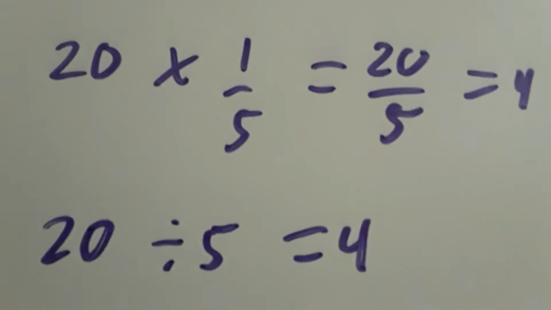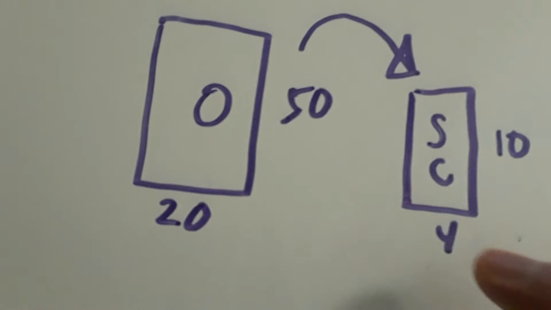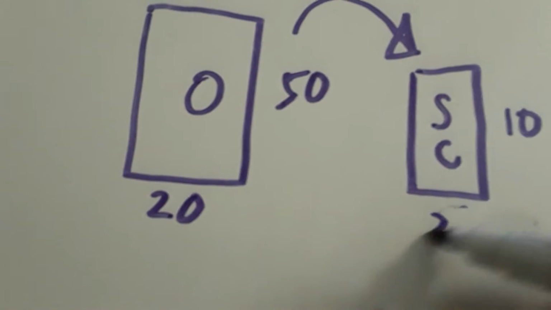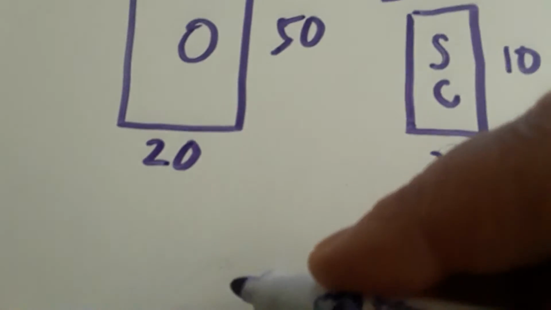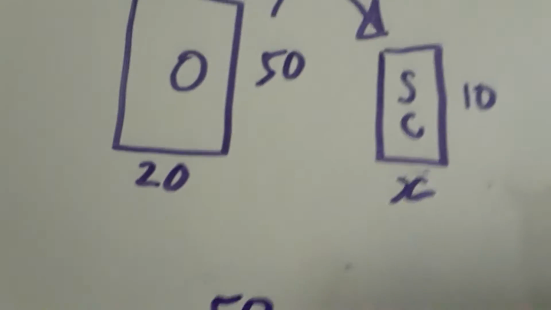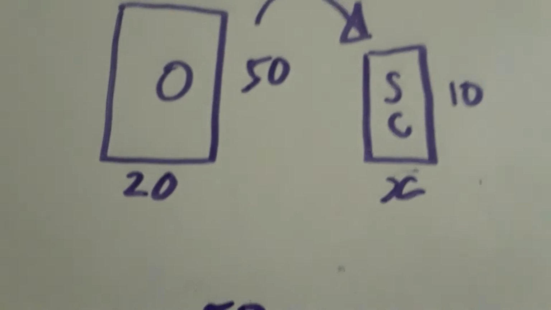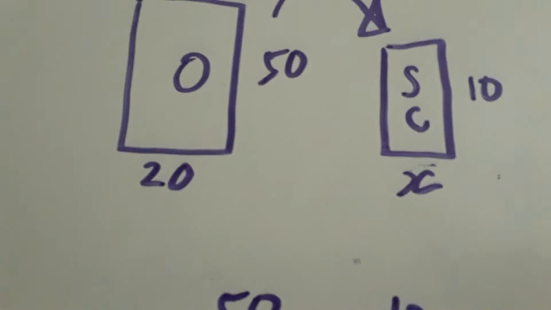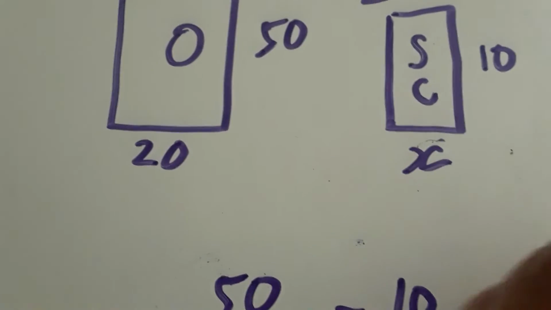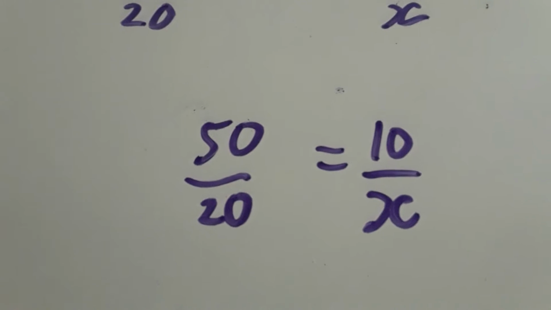So let me just erase this. Lost my eraser. Let's just, for now, say we don't know what that is. We don't know that it's 4. Let's put an X here. So one way you could set up a proportion is to take the 50 from the larger rectangle, divide it by another side on it, and you notice that what corresponds with 50? Well, the 10 does, okay? And what corresponds with the 20? The unknown corresponds, okay? And so there you've set up a proportion.